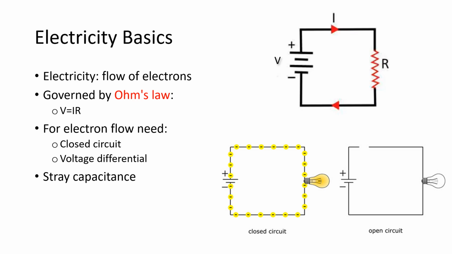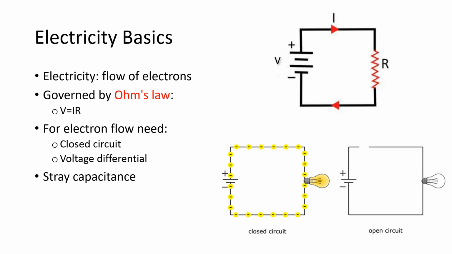If you remember back from college physics, electricity is simply the flow of electrons. This flow is governed by Ohm's law, which states that voltage equals current times resistance. For electrons to flow, you need a closed circuit, i.e. continuous or uninterrupted flow, and a voltage differential to make the light bulb light. A circuit with a break in it is an open circuit in which electrons cannot flow, so the light bulb doesn't light. The last concept I'll mention will be very important later on when talking specifically about OR electricity.